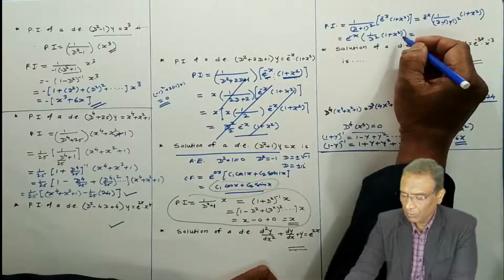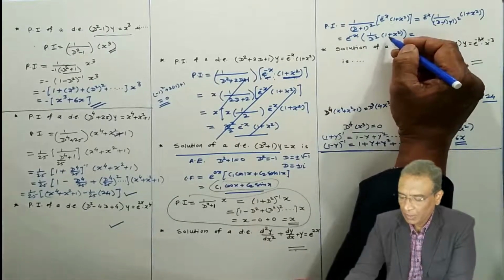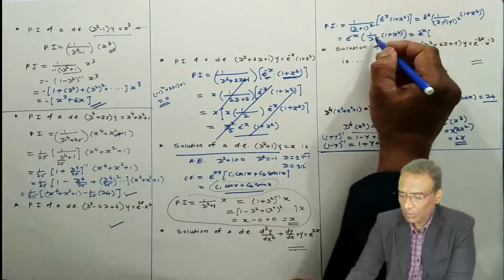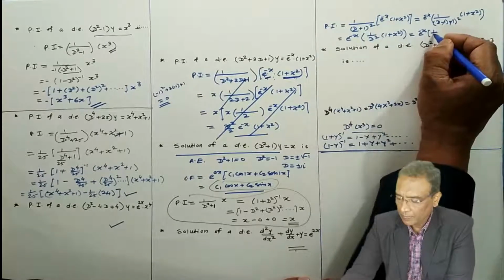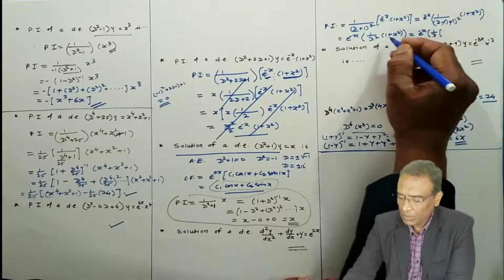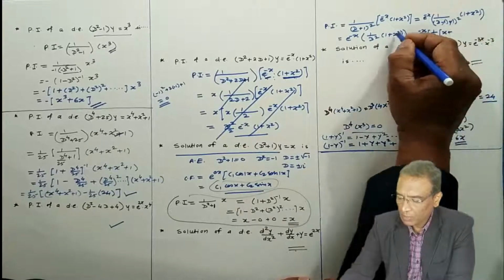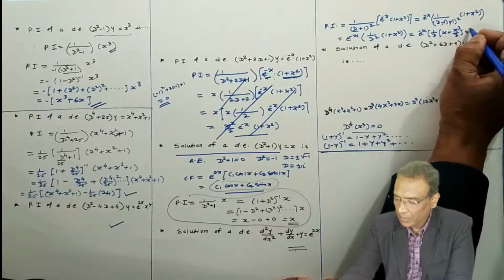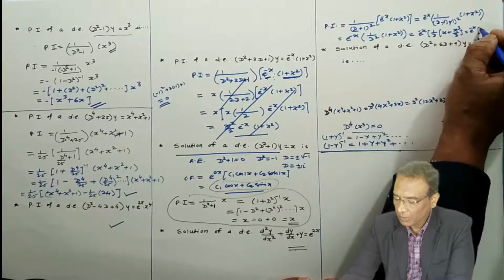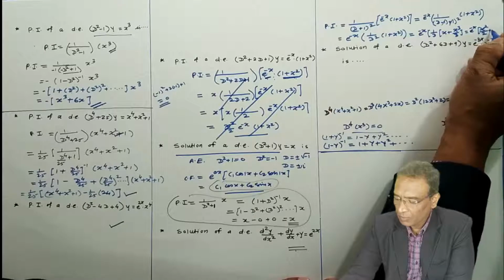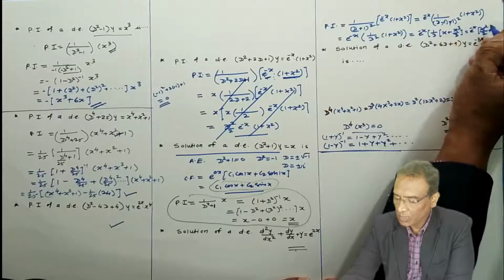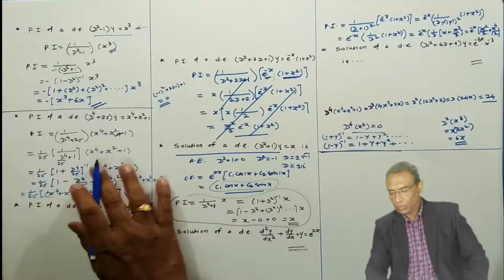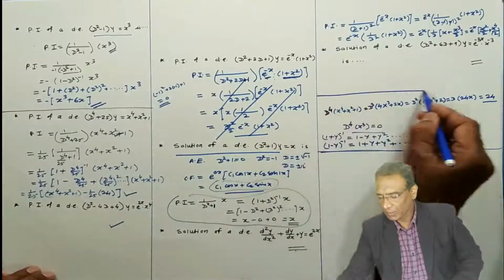Now, how do you operate the operator? 1 by D square means integration 2 times. Integration of 1 is x. Integration of x square is x cube by 3. Again take integration: of x it is x square by 2, and integration of x cube is x to the power 4 by 4, and 3 is already there, so 12. Yes, all those sums are only for you, I am only giving the hint.